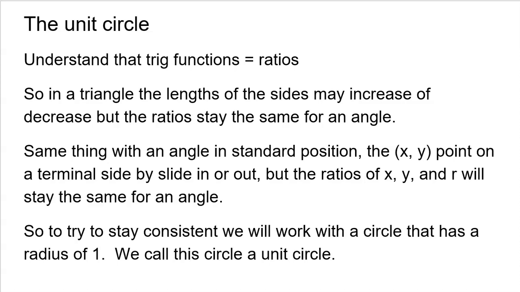One more way we're going to do this is to try to stay consistent. Instead of changing the angle or changing the radius, we're going to leave the radius the same. We're going to leave the radius as 1. Anytime you have a circle that has a radius of 1, we call that a unit circle. Its radius is 1, whether it be 1 foot, 1 millimeter, 1 centimeter, 1 mile, 1 kilometer, who cares? It's 1. So let's look at that circle.